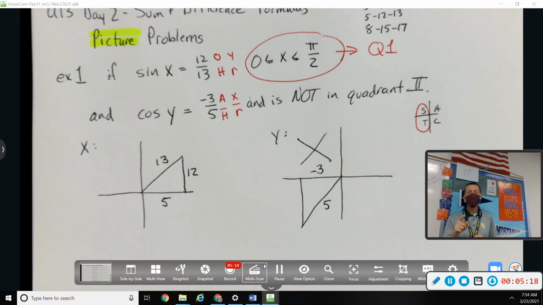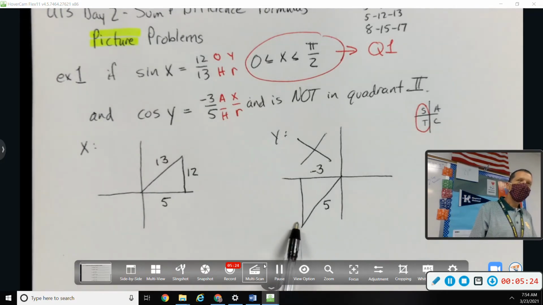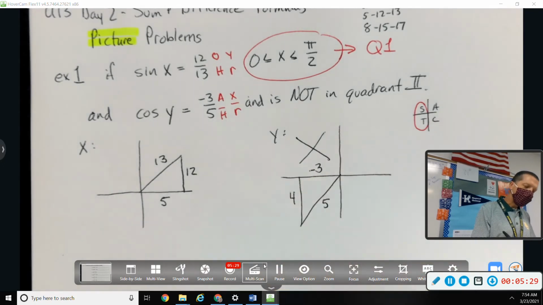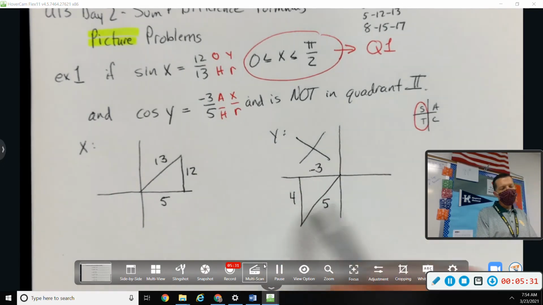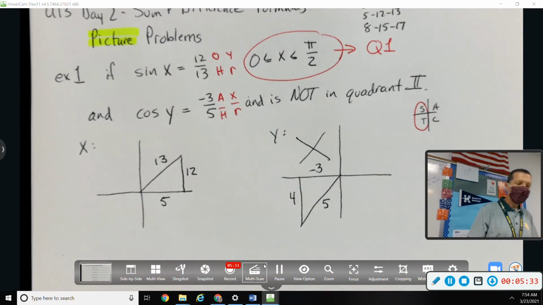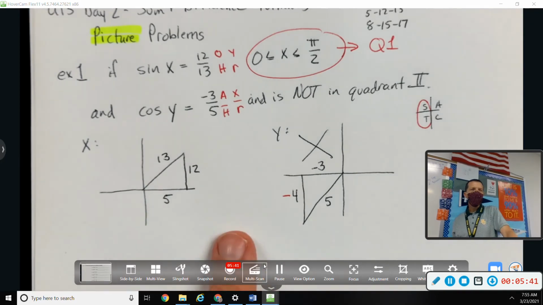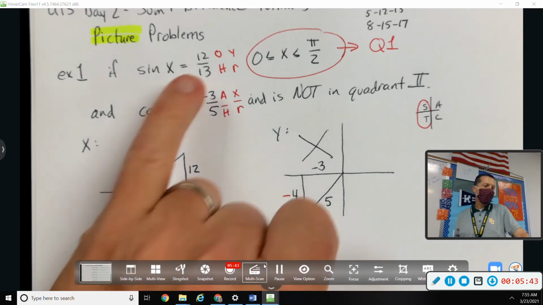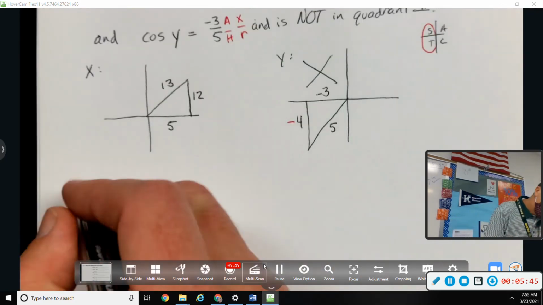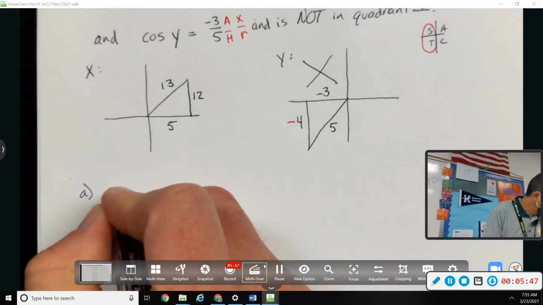But your question is super important for the side I'm about to label. What's this missing side? -4. And so that negative is what will get some people, because they'll be like, oh, 3, 4, 5 triangle. Yes, but it's down, so it needs to be a -4. All right, so we've done these before. It's been a while. Drawing pictures based on some information. Now we're going to do two things with this.